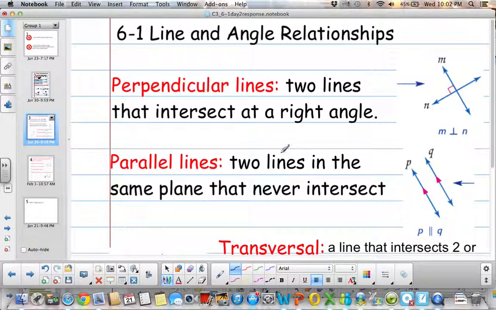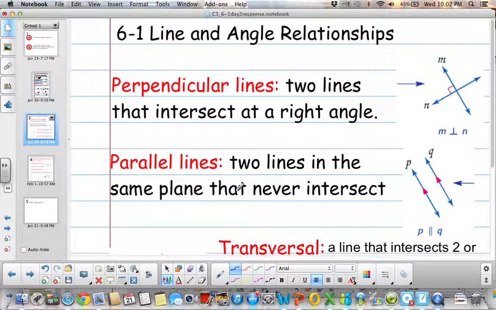So perpendicular lines are two lines that intersect at a right angle. We can see these two lines are perpendicular because we have our right angle right there. We would write it as M is perpendicular to N, and we would use this sign right here.